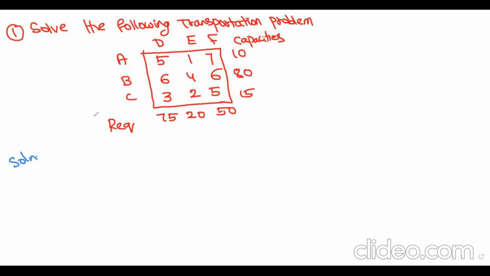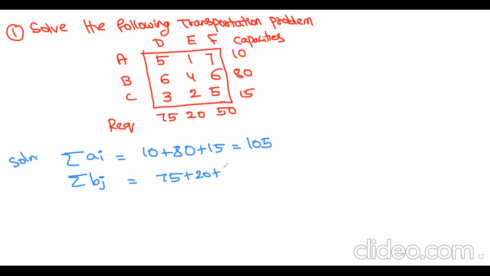First, I'm going to find summation Ai. Summation Ai equals 10 plus 80 plus 15, which is 105. The sum of the availabilities is 105. The summation of the requirements, sigma Bj, equals 75 plus 20 plus 50, which is 145.